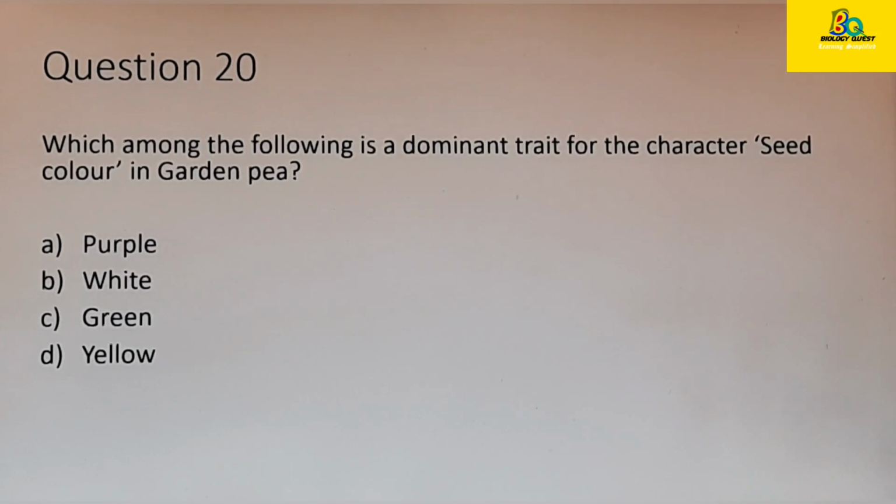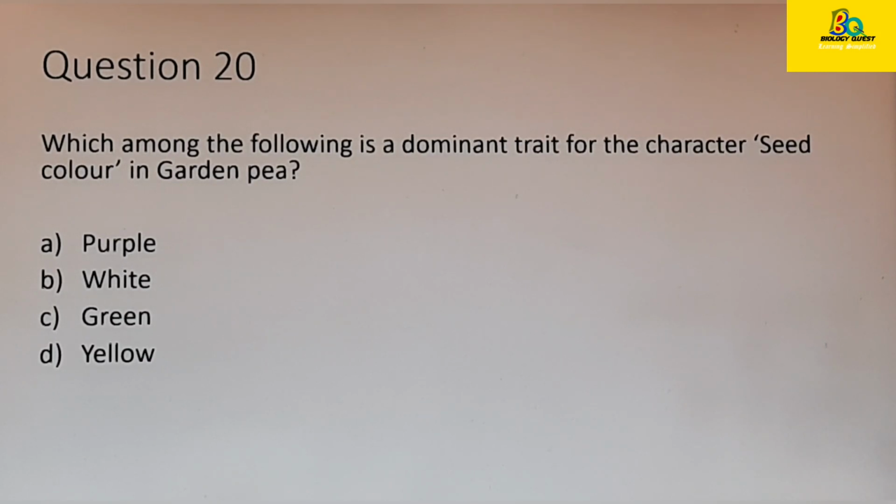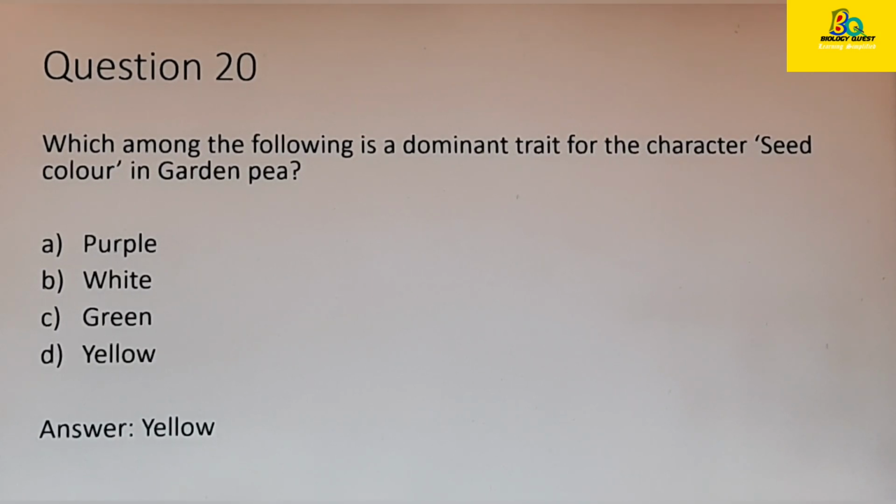So here the question is, which among the following is a dominant trait for the character seed color in garden pea? The character seed color has 2 different traits, the dominant trait and the recessive trait. The dominant trait is the yellow seed color and the recessive trait is the green seed color. So look at the options. Option A, purple. Option B, white. Option C, green. Option D, yellow. So the correct answer is option D, yellow. The dominant trait for the character seed color in garden pea is yellow.